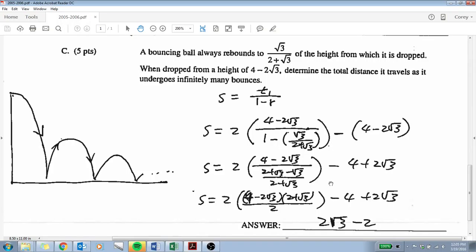So when I go through all the math, I'm not going to take the time to do all of that. I hope you know at this point how to do that. But your final answer is going to be 2√3 − 2.